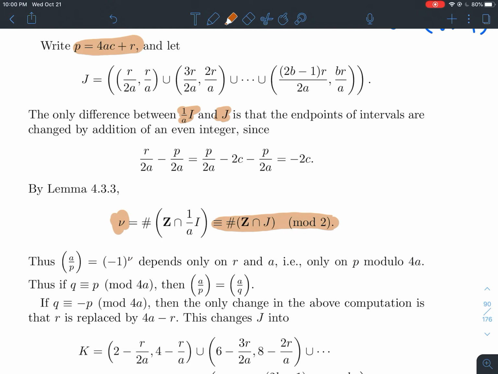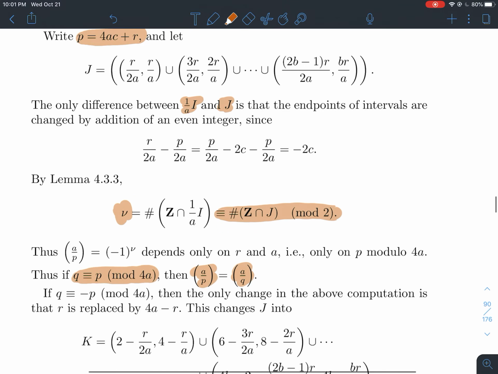So what have I got then? If q and p are two things that are equivalent mod 4a, then ta-da, we should have that same nu that works for both of them. Therefore, the Legendre symbol of a mod p is the same as the Legendre symbol of a mod q.